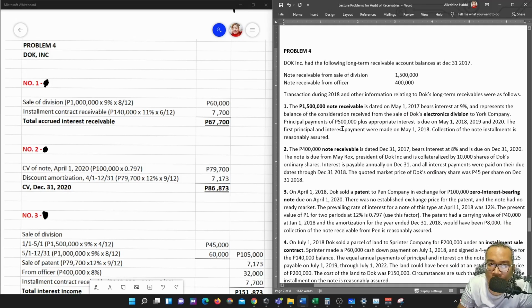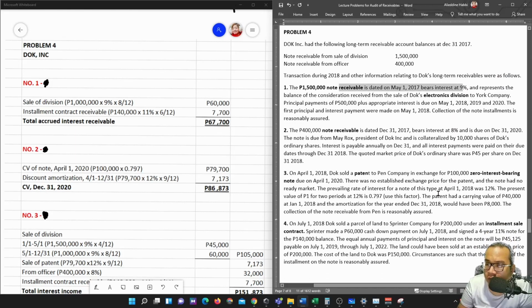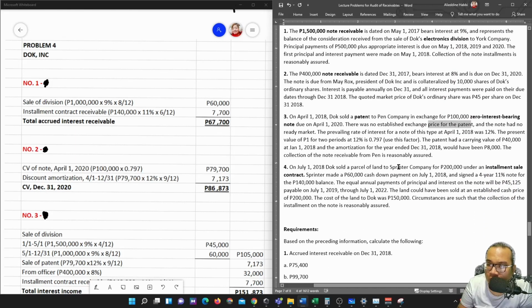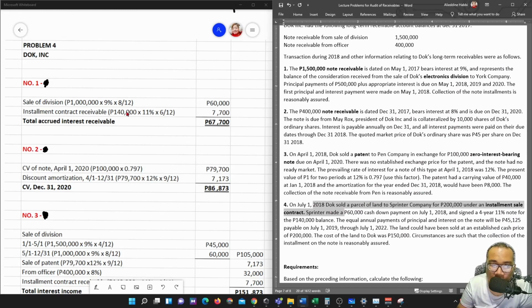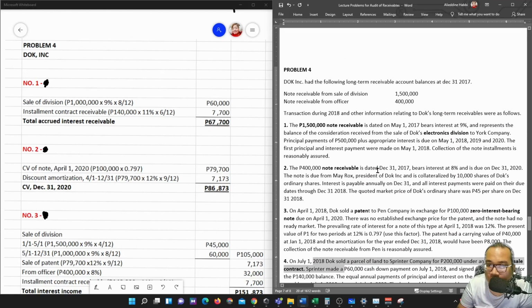So, as you can see, yung sale of the division, kasi may note receivable bearing interest. Ito hindi, ito zero interest bearing. Ito installment sale contract, installment sale receivable. So silang dalawa. Paano yan? Kita nyo dito, di ba? Nabayaran yung principal in the amount of 500 plus yung appropriate interest nung May 1, 2018.